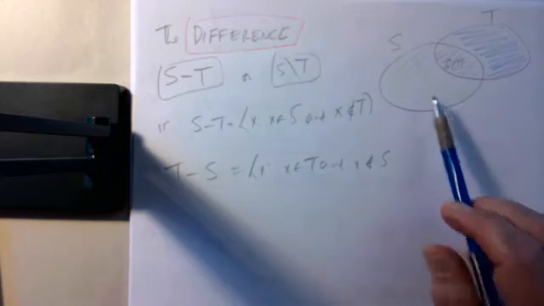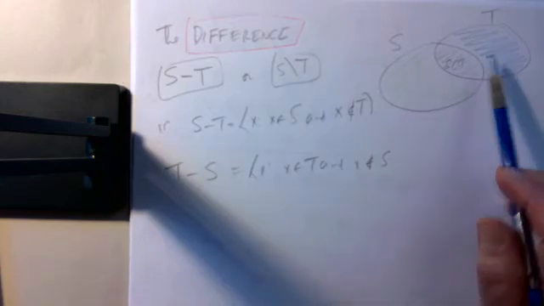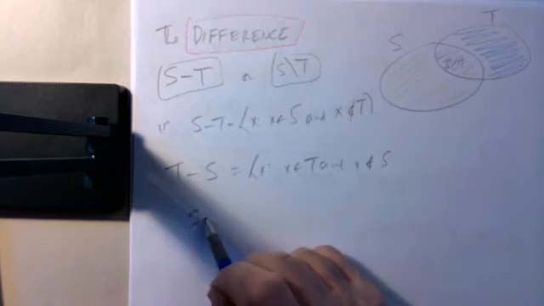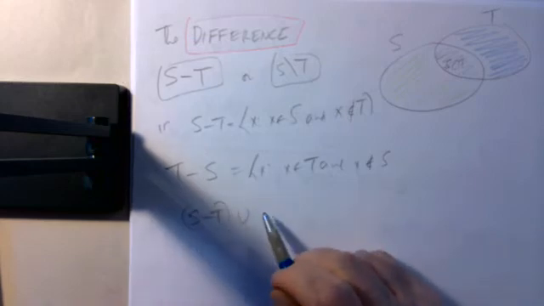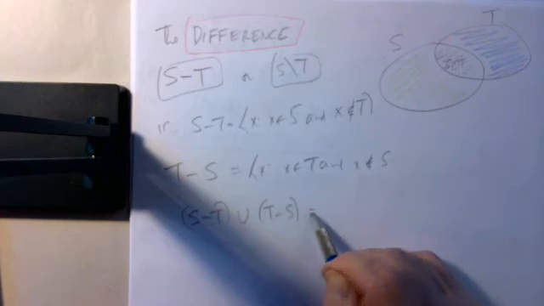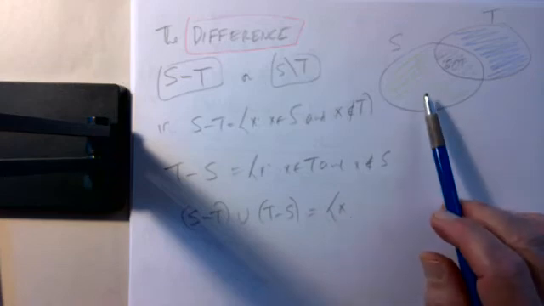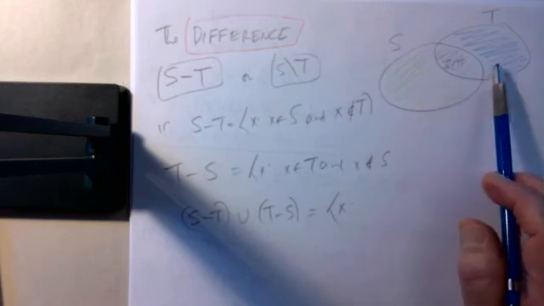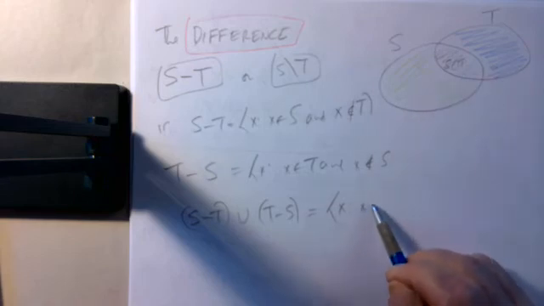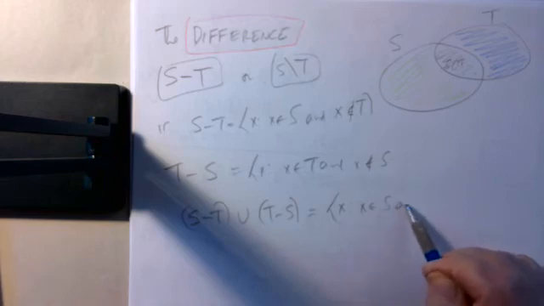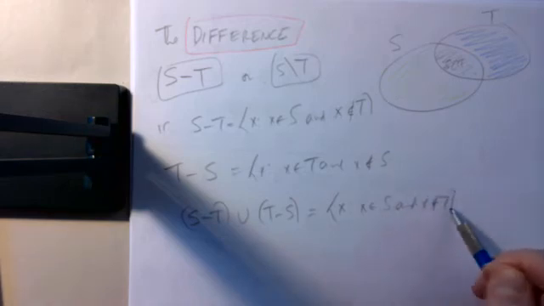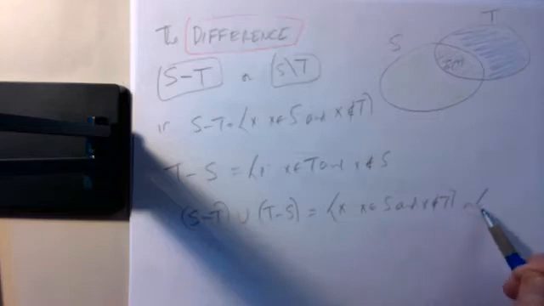What about if I take the green and the blue together? So S minus T union T minus S, what is that? That's all X such that either X is in S but not T, or X is in T but not S. So this is all X such that X is in S and X is not in T, or, union, all X such that X is in T and X is not in S.